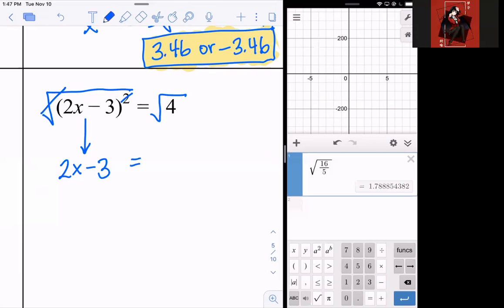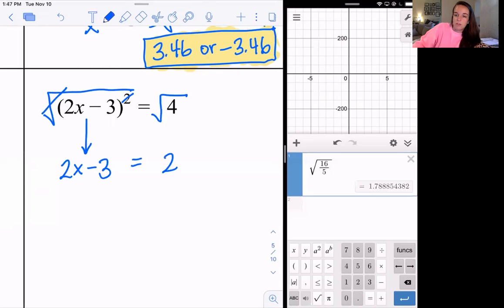2. Yeah, it's definitely 2. And what kind of 2? It's not just positive 2. What other kind of 2 is it? Negative 2 as well. So I'm going to write plus or minus 2. Don't forget when you take the square root of something, you have a positive and negative version of it.